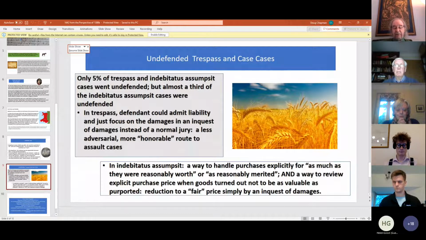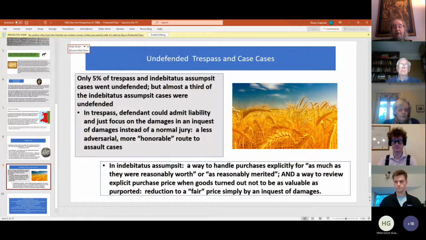Just admitting that you're liable in indebitatus assumpsit gives you a way to review an explicit purchase price when goods turned out to be not as valuable as they were purported to be at that time. So the inquest of damages in that situation provides a way of reducing the agreed-upon clear price for the wheat to a fair price, simply by admitting liability and having the court assess the amount of the liability through the inquest of damages.